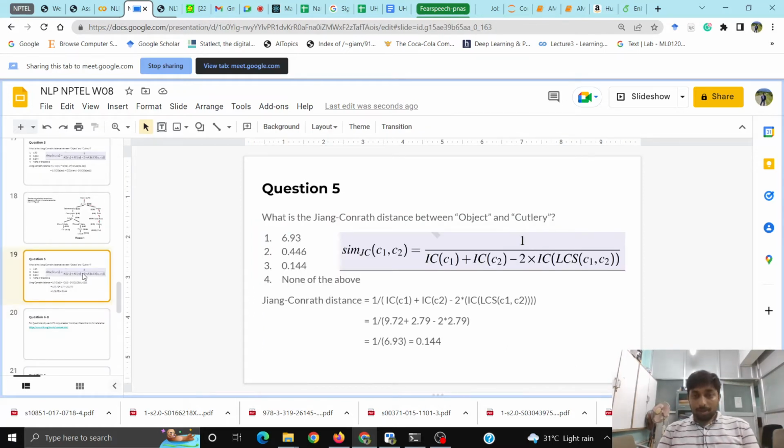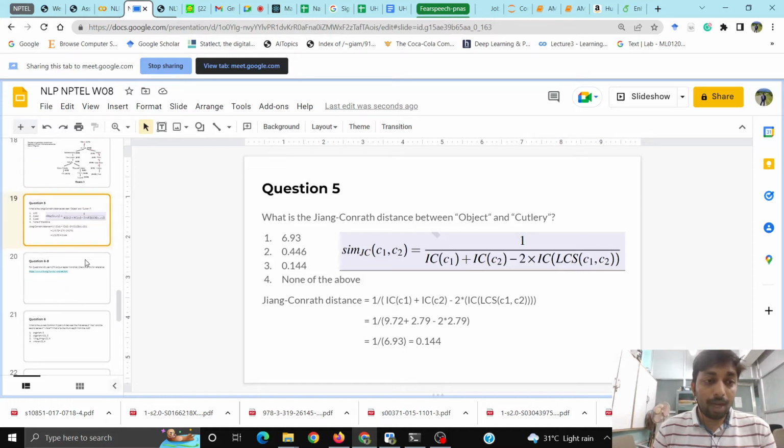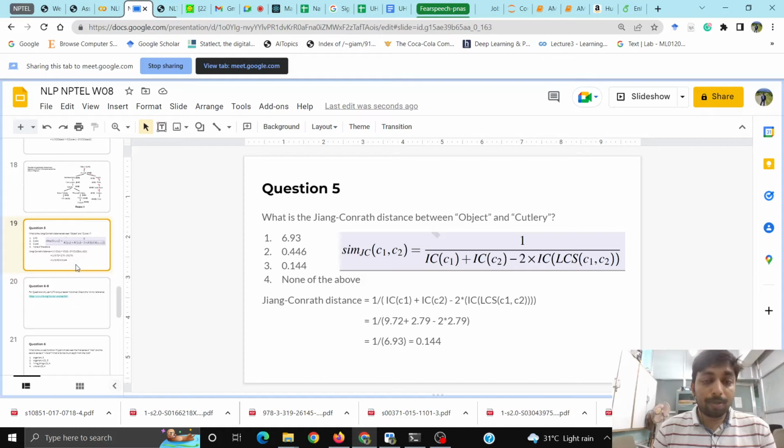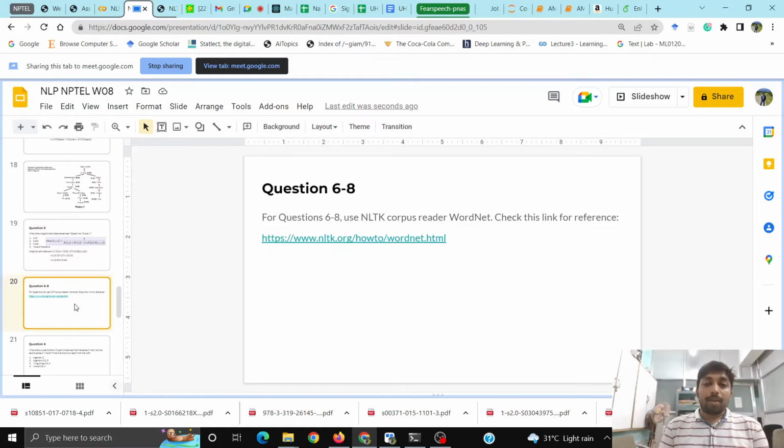So I understood the questions, right? This will be the common strategy with which this question will be asked. These are very high scoring questions if they come, and you can easily score a lot if you know the formulas and know how to find the common ancestor, the common sub element which subsumes both the words.